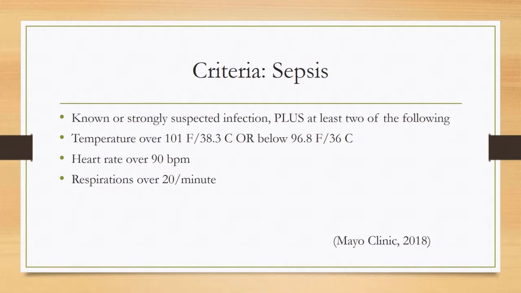Get a temperature over 101 degrees Fahrenheit or 38.3 Celsius, or on the flip side, below 96.8 Fahrenheit, below 36 Celsius. I've mostly seen where they go into the upper range. I think you're probably heading into a more severe range actually if you're going that low that quickly. Heart rate over 90 beats per minute, and respirations over 20 per minute. So any 2 of those 3, plus the character is known to have an infection or is strongly suspected to have an infection.